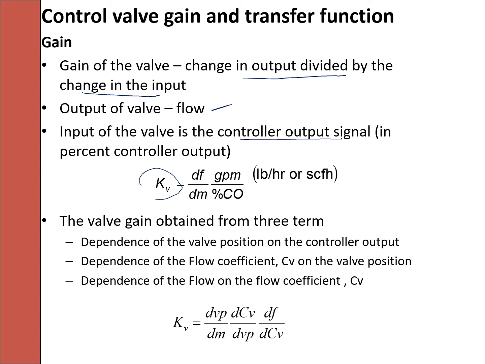Okay. So the valve gain is obtained from 3 terms. First, the dependence of valve position on the controller output. Second, the dependence of the flow coefficient, which is Cv, on the valve position. And lastly, the dependence of flow on the flow coefficient.